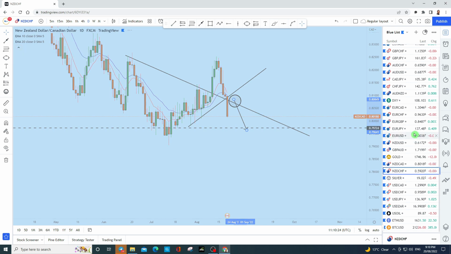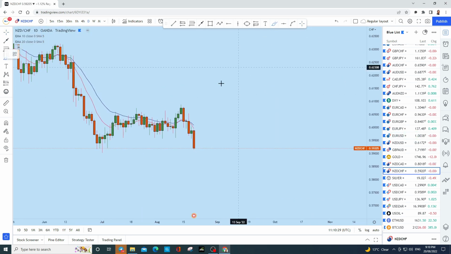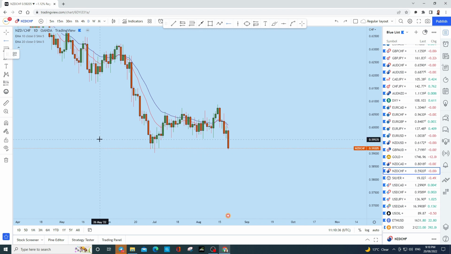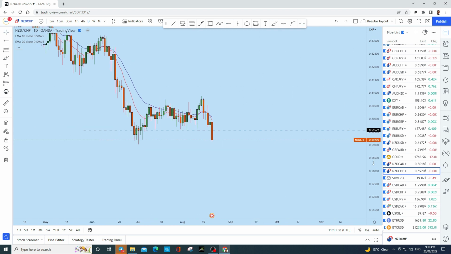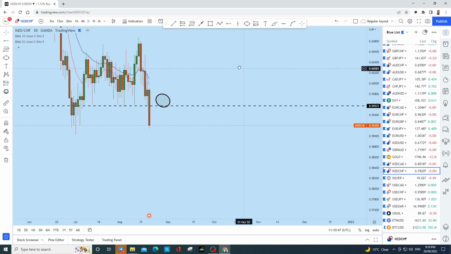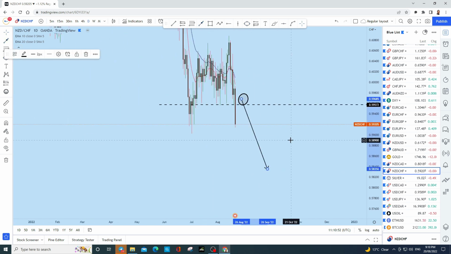Now let's look at NZDCHF, how it is doing. On NZDCHF, you can see that there is a considerable head and shoulders created on the daily time frame, and there is a significant level of support from the daily perspective. What we will be doing is the same: we will be waiting for a potential retracement to this daily support zone that can act as a resistance, and from this zone we will consider shorting NZDCHF with a high risk to reward ratio with our students.